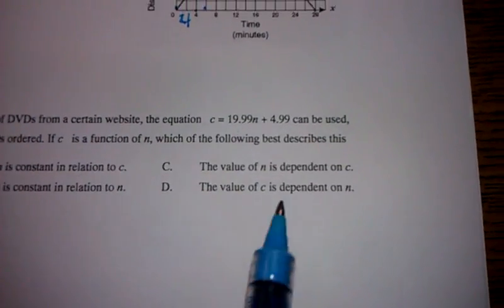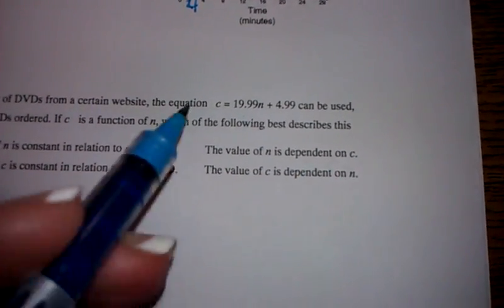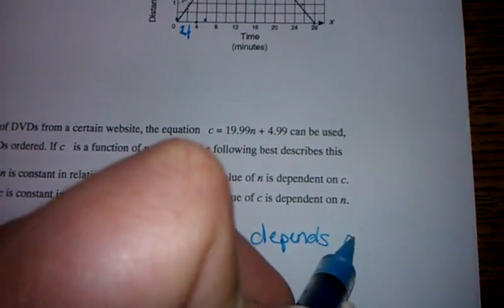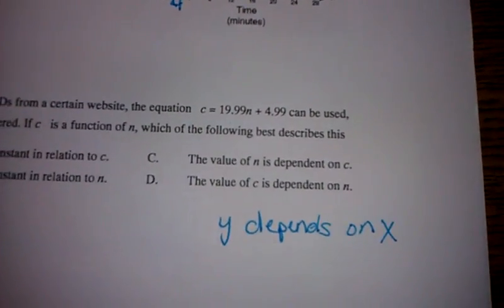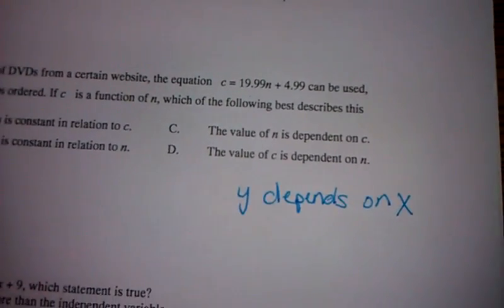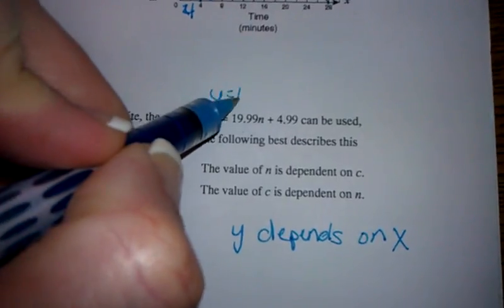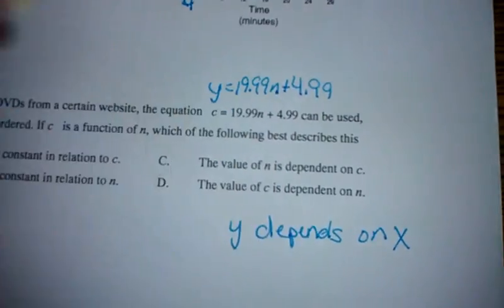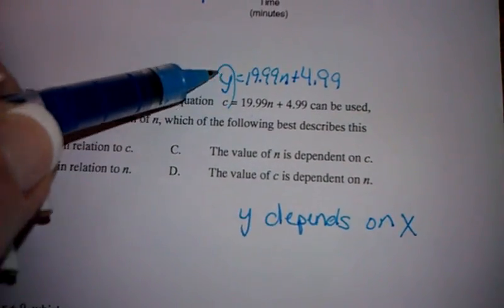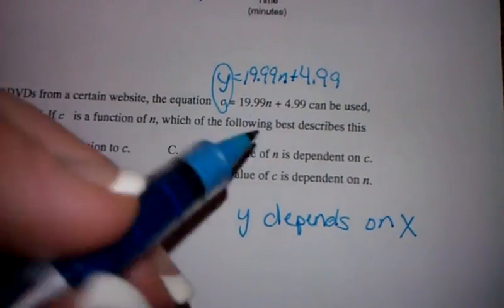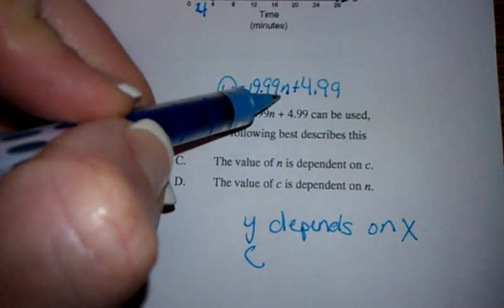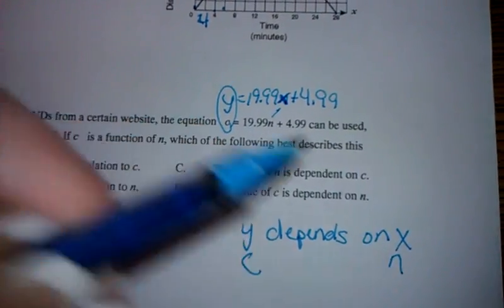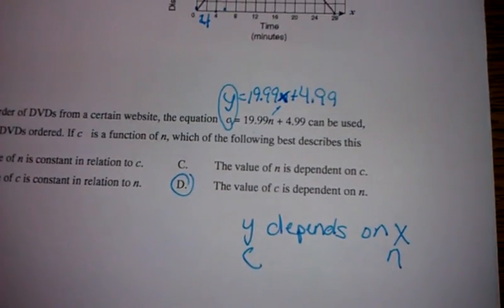Now, if you look at this, it talks about something being dependent on something. We know Y depends on X. But which letter is Y and which one is X? Remember, Y equals 19.99 N plus 4.99. Y and C match up. So C depends on, I guess I was supposed to put an X there, N. That's how my answer is D.